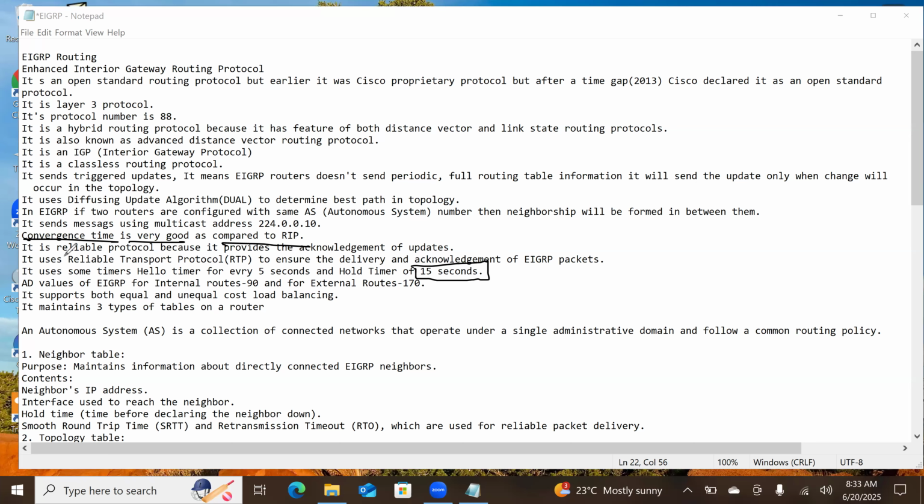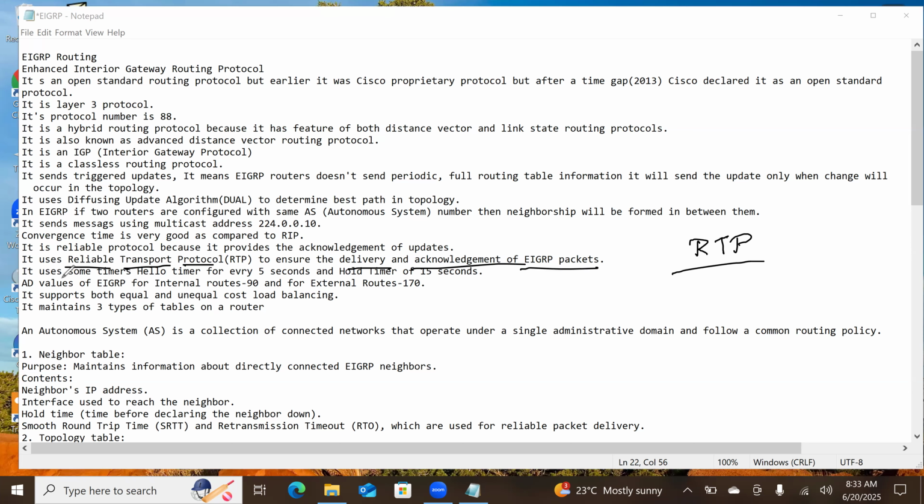It is a reliable protocol because it provides acknowledgement of updates. So here it uses one extra protocol called RTP, Reliable Transport Protocol, which ensures the delivery and acknowledgement of the EIGRP packets. For every EIGRP packet, it is going to seek acknowledgement, and for that it uses RTP, Reliable Transport Protocol.